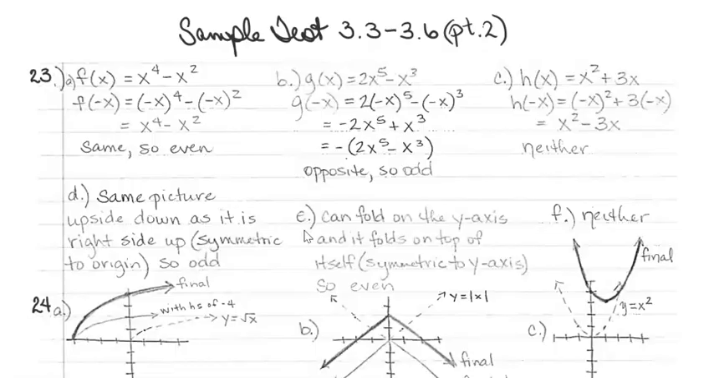For the second graph, for E, if you folded your paper on the y-axis, that graph would fold right on top of itself. So that means it's symmetric to the y-axis. That means it's even. All right, and then for F, neither one of those things are true. If you turn it upside down, look at the y-intercept. You'll notice that one's positive and one's negative, right? So it's not the same thing upside down as it is right side up, and you can't fold it on the y-axis and have it fold on top of itself. So that's what a neither would look like.